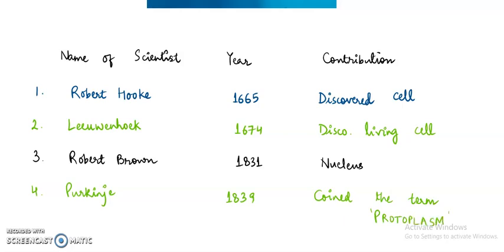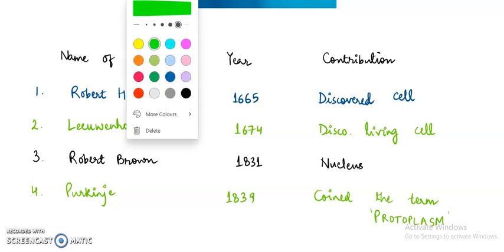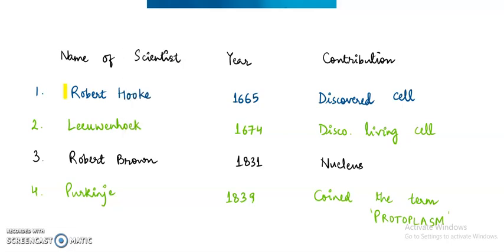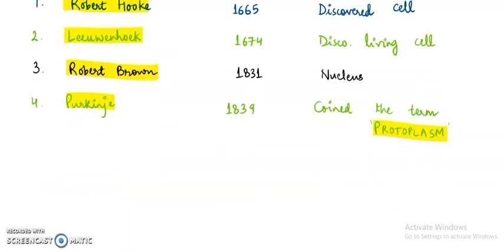So till now, we have seen that Robert Hooke discovered the cell, Leeuwenhoek discovered the living cell, Robert Brown discovered the nucleus, and Purkinje was the one who was associated with protoplasm. So P for Purkinje and P for protoplasm. Let's move ahead and write the name of the next scientist.